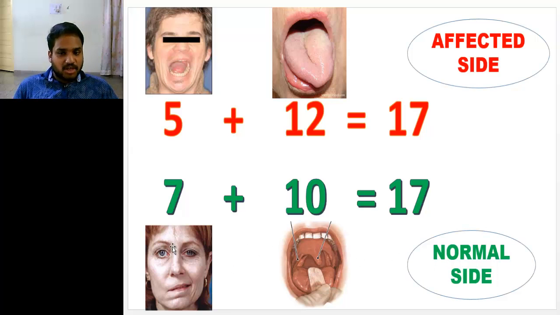That is the 7th facial nerve, and the 10th, uvula deviation due to vagus nerve palsy, right? So 7 plus 10, the sum of both these is 17, right? 5 plus 12 is 17 and 7 plus 10 is 17. So always remember the jaw deviation and tongue deviation are to the affected side, the face deviation as well as the uvula deviation to the normal side. Fine.